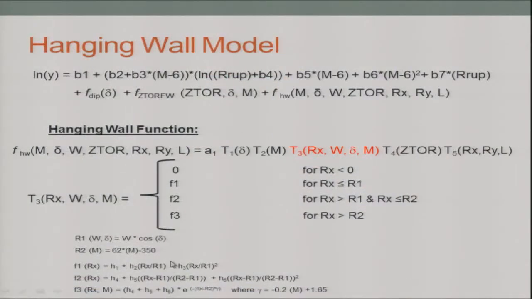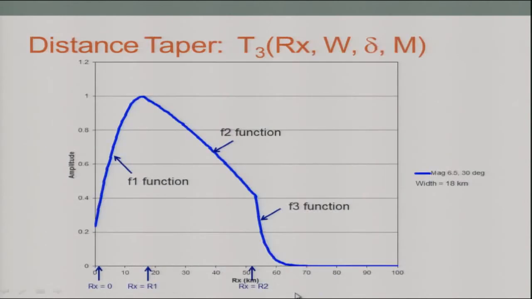So if you're within the R1 distance, you use this F1 term, which is here. If you're outside of that Joyner-Boore distance of 0, if you keep going out to a distance of R2, which is defined here, it's a function of magnitude. If you're outside of that, you're going to use the F2 term, which is here. And then if you're outside of that, you're going to use the F3 term. Okay, and so what that looks like is this.